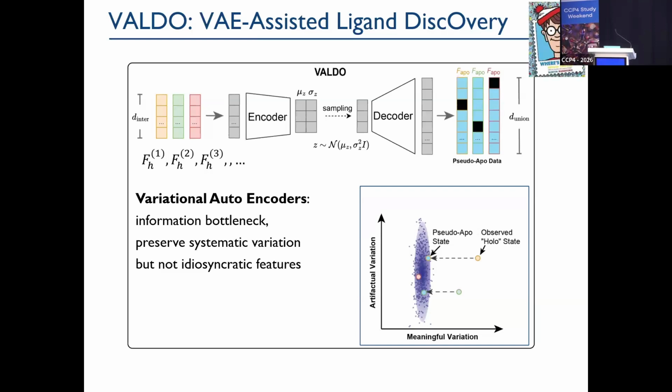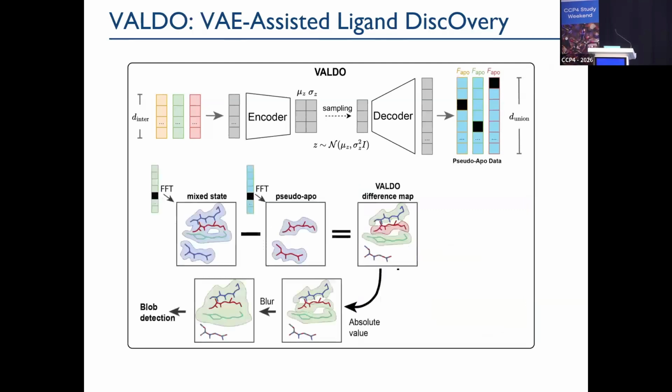All right. And the name, we call this VALDO for VAE-assisted ligand discovery, which obviously is a play on finding Waldo, who's called Wally apparently in the UK. Anyway, once we've done this analysis, we can calculate pseudo APO maps, and we can do the subtraction. We actually do the subtraction in reciprocal space, but it doesn't really matter. And we obtain difference maps just like you would in time-resolved crystallography.